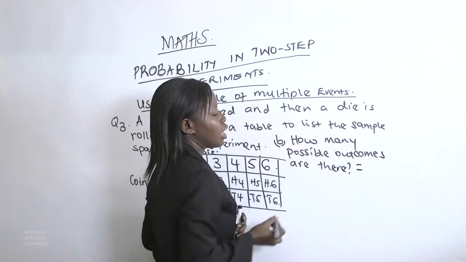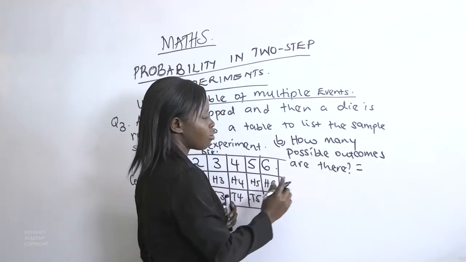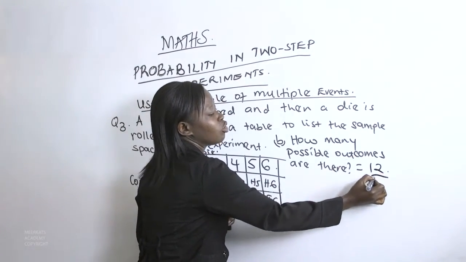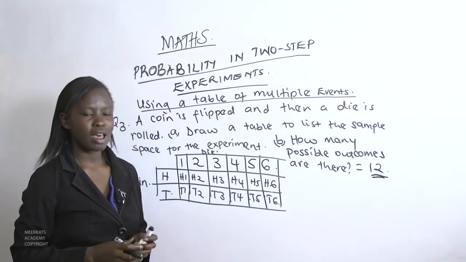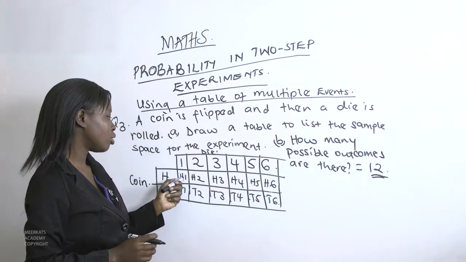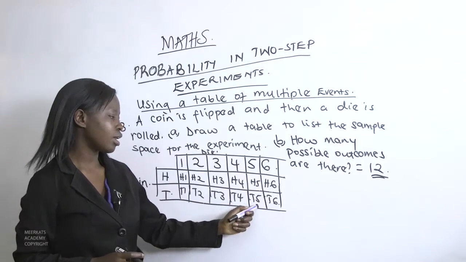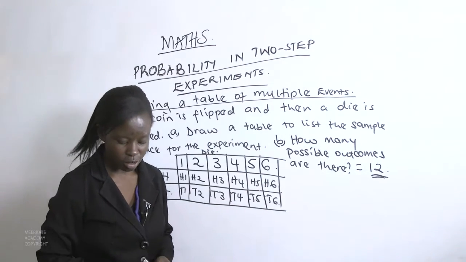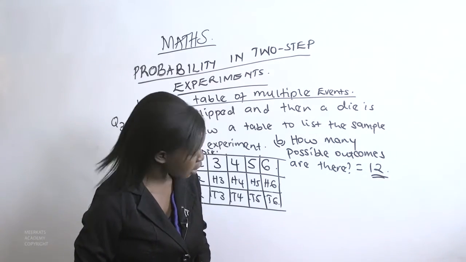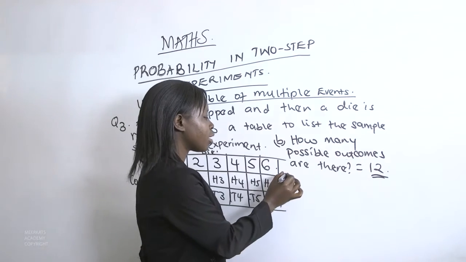So how many possible outcomes? We find that we have a total of 12 outcomes present. In that, we are counting 1, 2, 3, 4, 5, 6, 7, 8, 9, 10, 11, 12. So we have a total of 12 outcomes in that experiment.